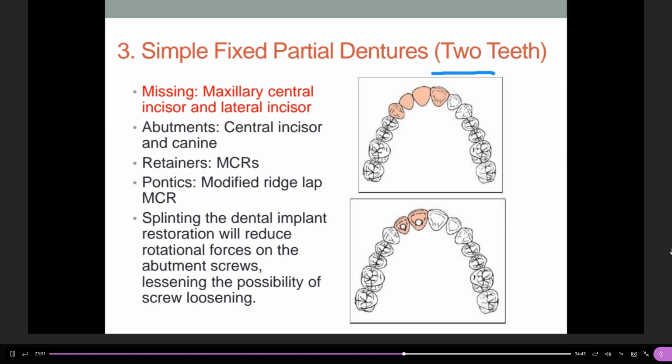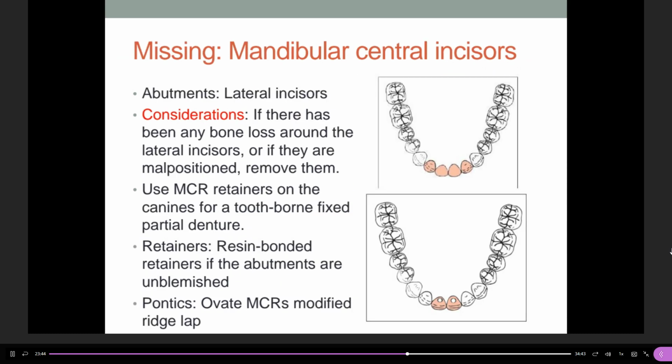Example is lateral and central are missing. So the central and canine are sufficient for supporting the two teeth missing. Implants will need two single implants. Mandibular central incisors missing. In this situation, the abutments will be only lateral incisors. The reason is the root surface area of lateral incisor is sufficient to replace two lower central incisors missing.